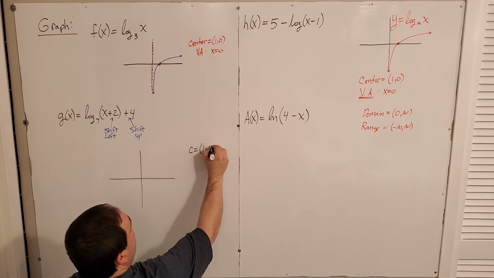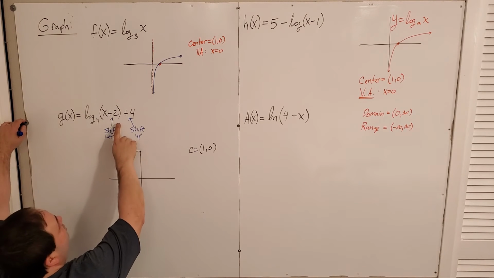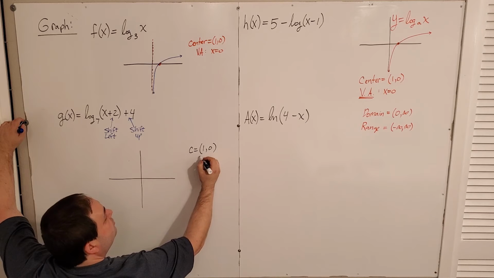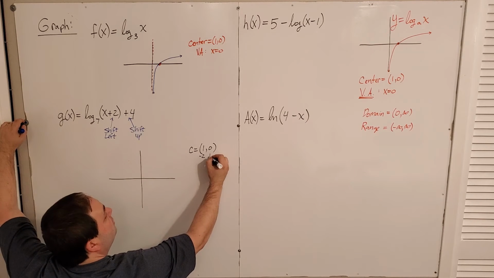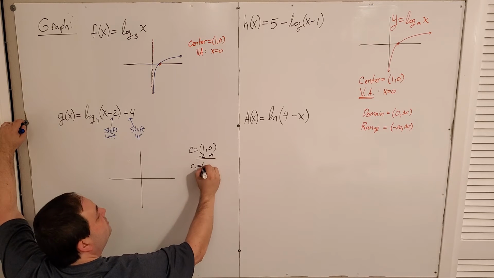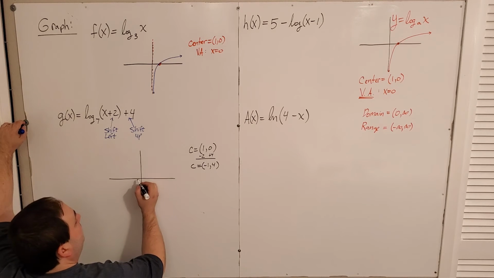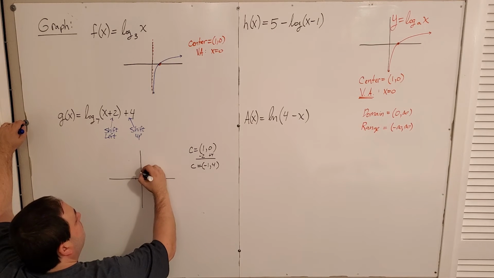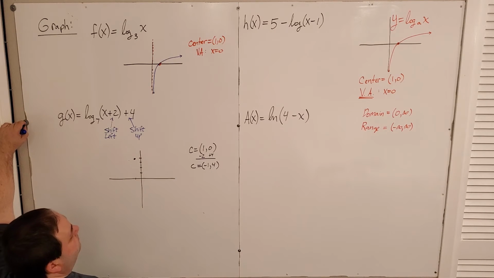My center originally started out at 1, 0, and I'm shifting left, which is going to subtract 2 from the x, and shifting up 4, so plus 4 to the y. My new center is negative 1, 4. There's my new center right there.